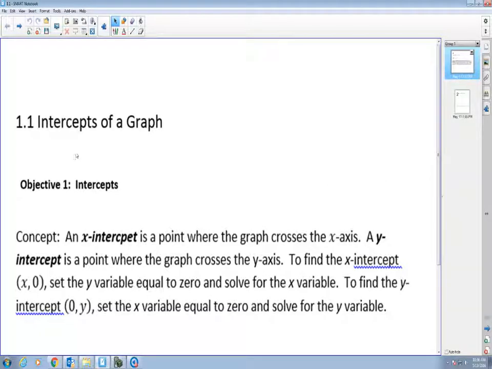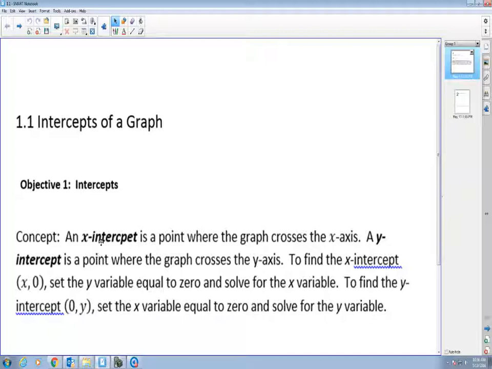Today we're going to talk about the intercepts of a graph. This video will serve as a review for some of the calculus concepts that we will talk about in the later videos. All right. So what are intercepts?